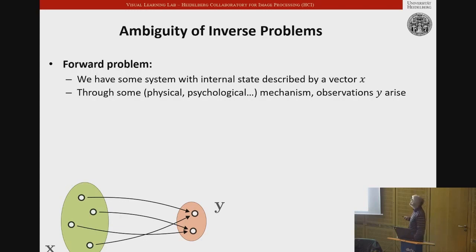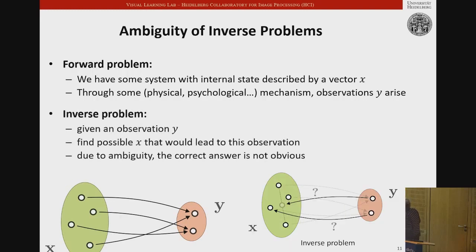So we would like to know it, but we cannot see it or measure it. Yeah, and then there is some physical or psychological mechanism which gives us variables y, which we can actually measure. So this is the forward process, from x to y. You see here already the problem. Two different x map to the same y. That's the ambiguity. We don't know which x the y came from.